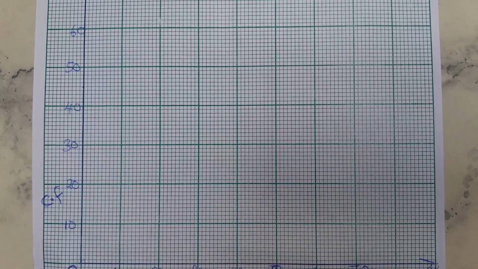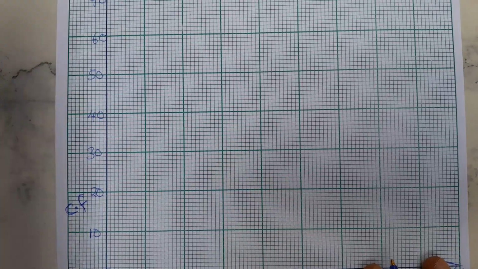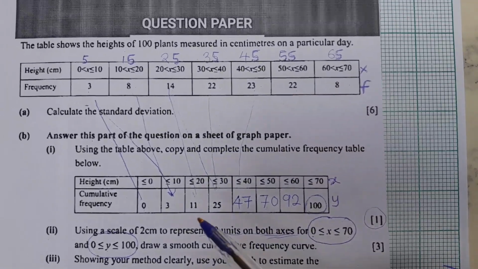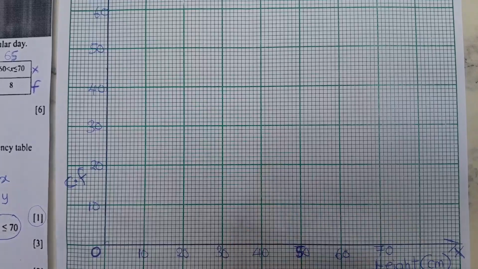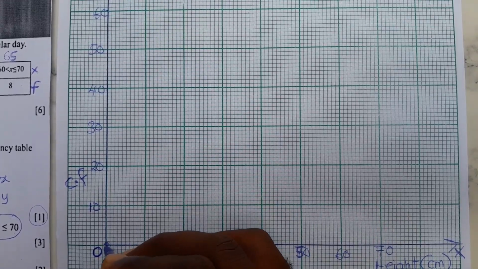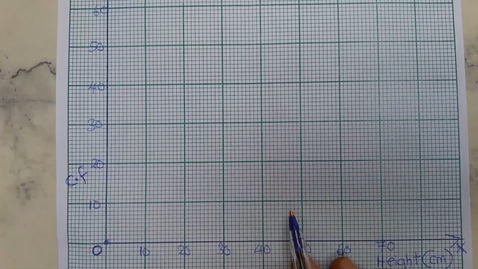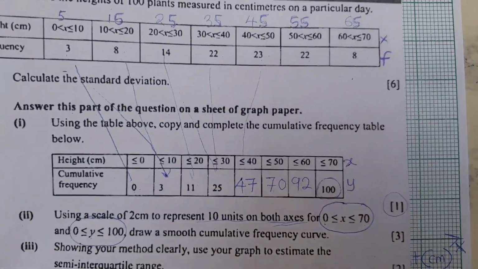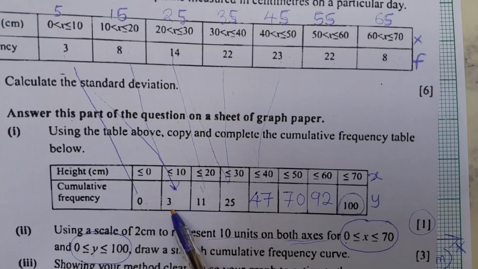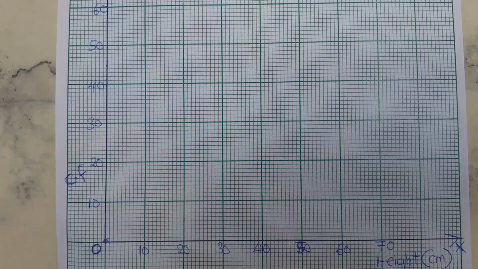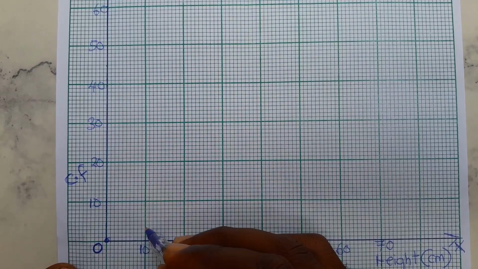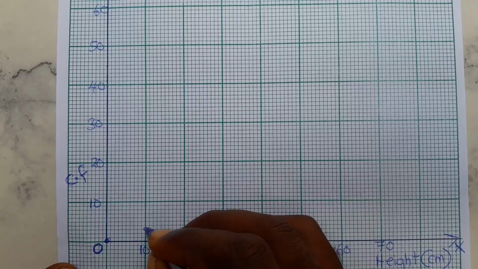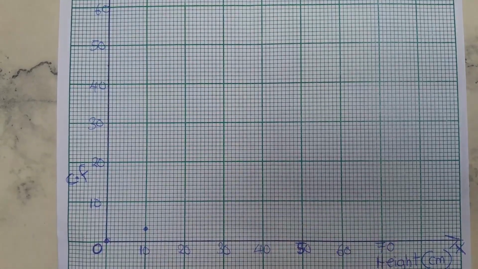So now I start plotting. What's the first coordinate? So the first coordinate is 0, 0. Where is 0, 0? 0, 0 is just here. Then the next one, this is what we are answering. The next one, 10, 3. X 10, 3. 10 is here, 3. I just count from 10 here in the X. 1, 2, 3. The point is here.